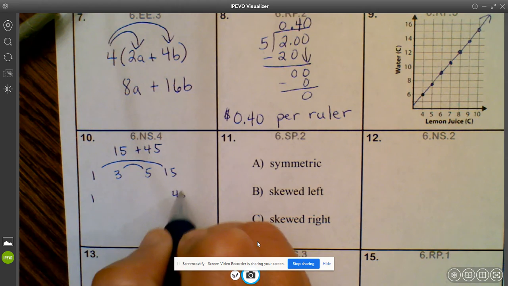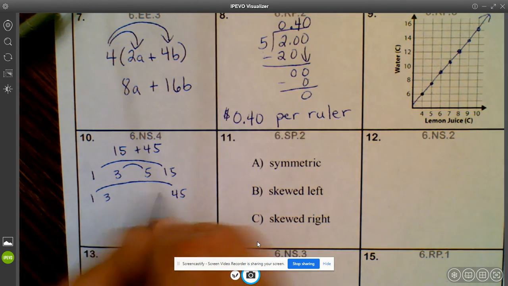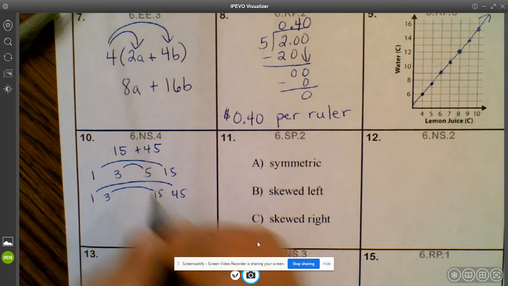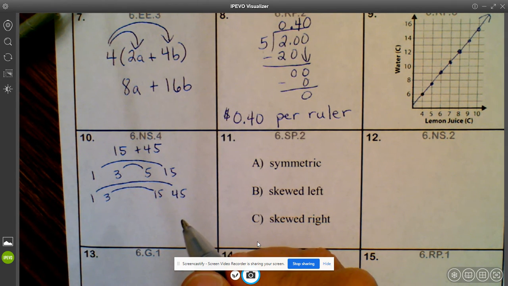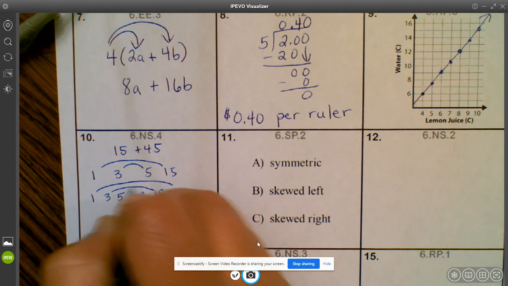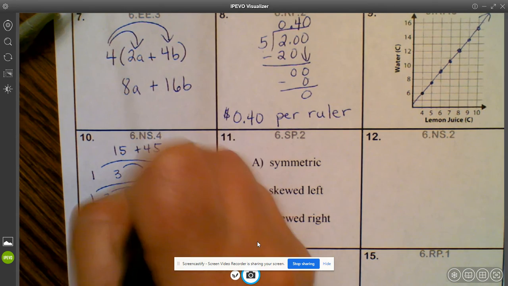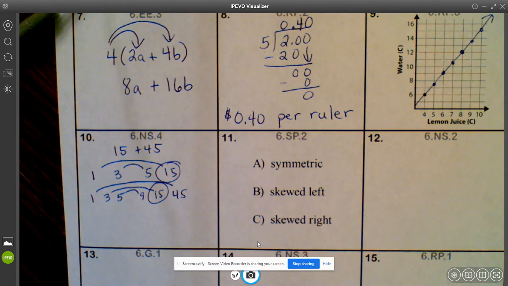1 times 45. 2 times nothing is 45. 3 times 15 is 45. And then 5 times 9 is 45. And I think those are all our factors of 45. So the greatest common factor they have is 15.